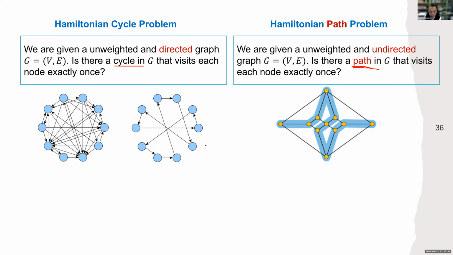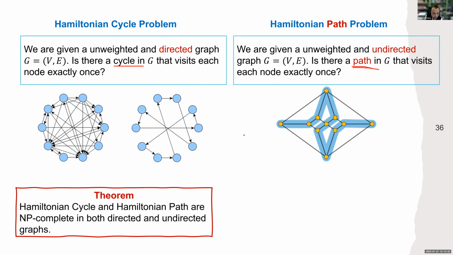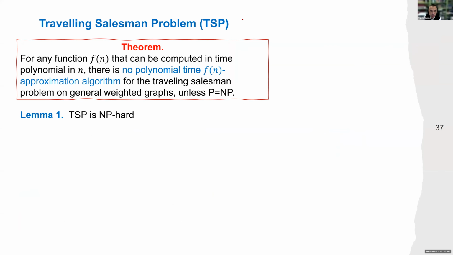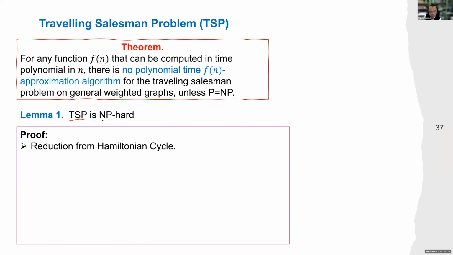Now there's one theorem. It says that both versions, Hamiltonian cycle and Hamiltonian path, are NP-complete, no matter whether your graph is directed or undirected. You can treat this as a black box. No worry, this is already known. You are not required to prove it. So let's see how to show the approximation ratio is really bad. Of course, before that we first show that TSP for general metric is NP-hard. Now how to prove it?